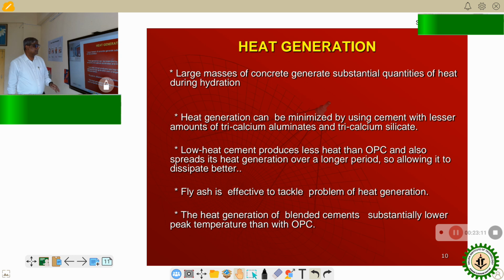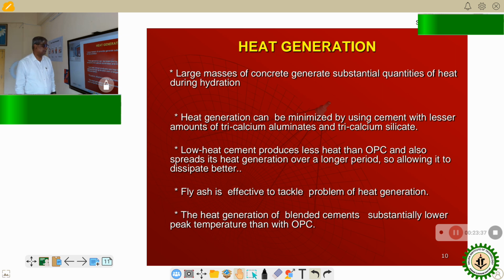Low heat cement produces less heat, that you all know. But the only thing I must tell you is that this low heat cement is not important to us. Important is the composition of cement. Now, if you can control this tricalcium aluminate, tricalcium silicate, or if you can control the heat generation in some other way, that is the solution.